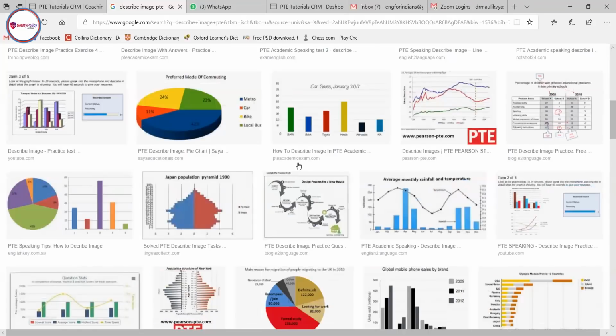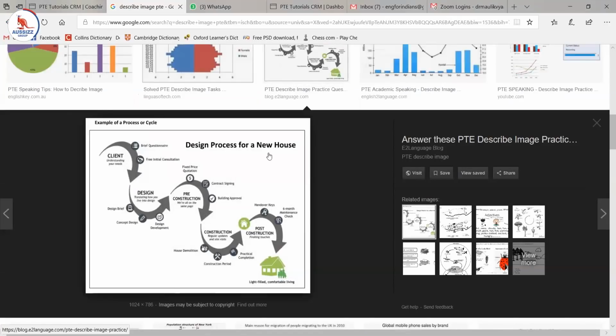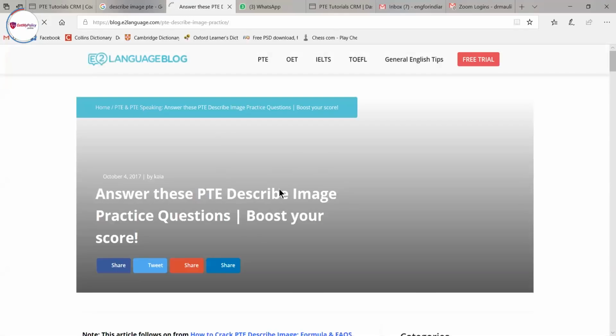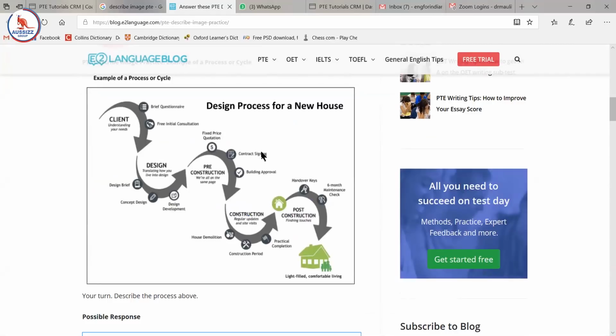Right? For example, let us see now. For example, this design process for a new house. Now, this is damn easy. This is very easy. Why? Because there are many labels. If you don't have any clue, start speaking labels. So in those 25-30 seconds, identify at least 1, 2, 3, 4, and 5. And this is light fill.